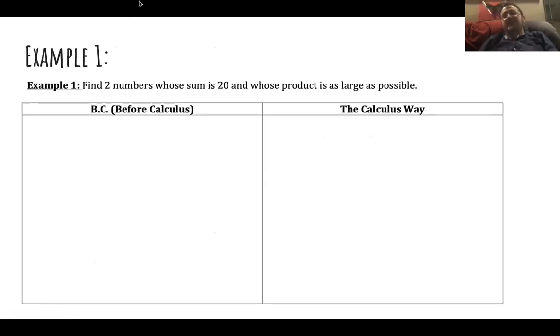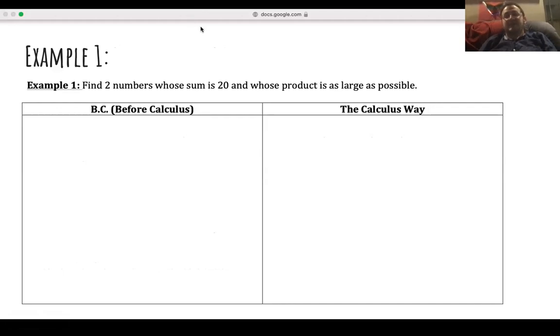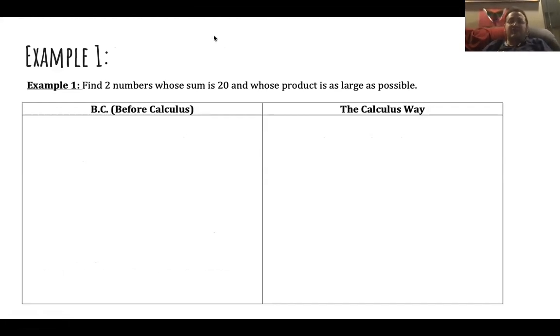I'm going to start with a very basic number sense type of problem. This is going to help introduce the concept of optimization. And I'm going to show you the before calculus way and the calculus way. So in the BC way, before calculus: find 2 numbers whose sum is 20, whose product is as large as possible. You choose numbers that add to 20 and you look at the product. This means multiply.